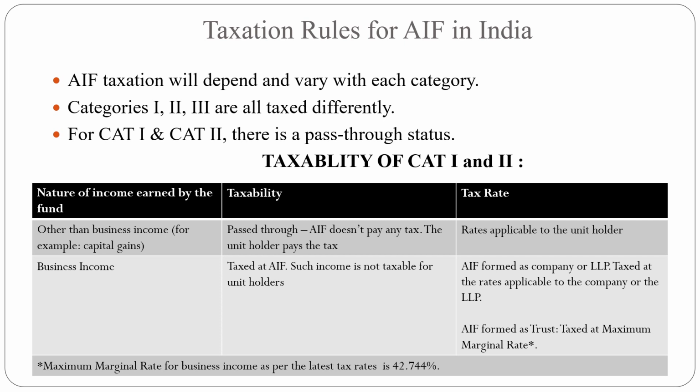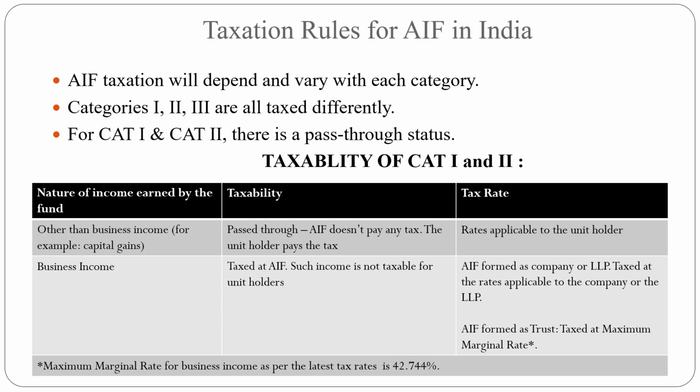Now, what are the taxation rules of AIF in India? AIF taxation will depend and vary with each category. Categories 1, 2, and 3 are taxed differently. For category 1 and category 2, there is a pass-through status. Pass-through status means that AIF will not be required to pay tax. The income will pass to the recipient or the investor, and accordingly, the recipient or investor has to pay tax on the income.